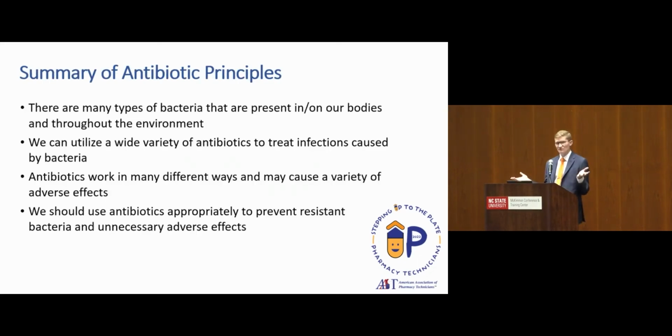So just to summarize all of the stuff we talked about, there are many types of bacteria that are present in and on our bodies and throughout the environment, and sometimes they can cause infections. We can use a wide variety of antibiotics to treat these infections, and they have many different mechanisms by which they act, which is why we have so many different antibiotics, because there's so many different things we can target in bacteria. Antibiotics are going to work in many different ways, and we should use them appropriately so that we can prevent bacterial resistance, so we can keep using our effective antibiotics and avoid any unnecessary adverse effects.